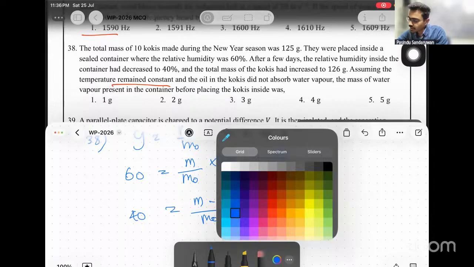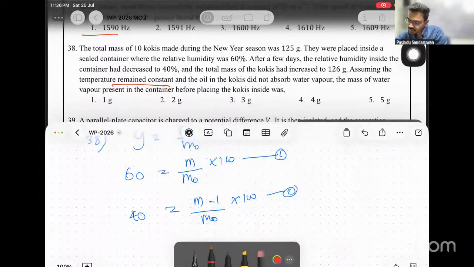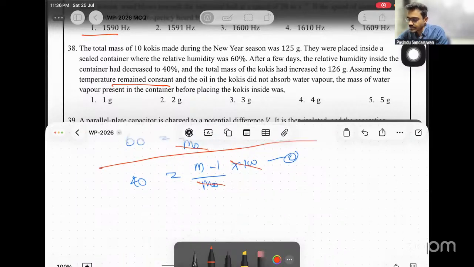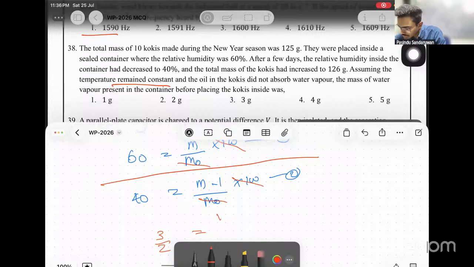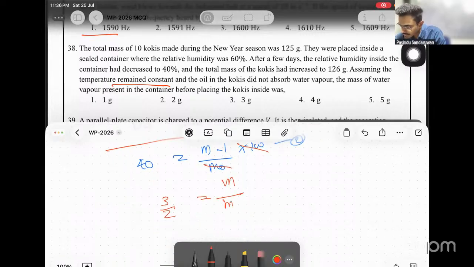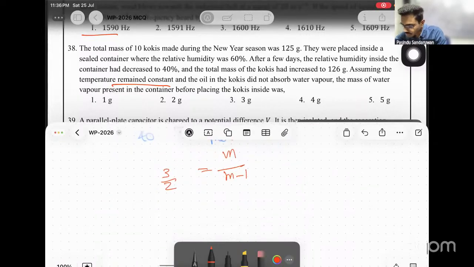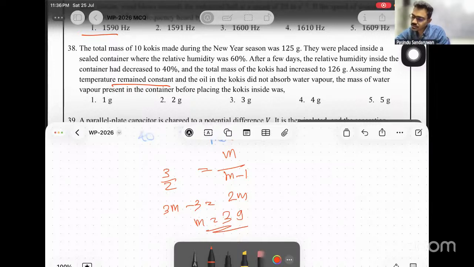That is equation 2. Then divide these two. When it is divided, 100 to 100 cancels, M naught to M naught cancels. 60 over 40 means 3 over 2. Then from here M remains, and from the second equation M minus 1 remains. Simplify, 3M minus 3 equals 2M. Then M equals 3, which means 3 grams. So initially there had been 3 grams.